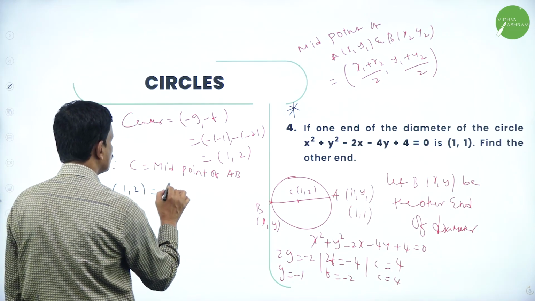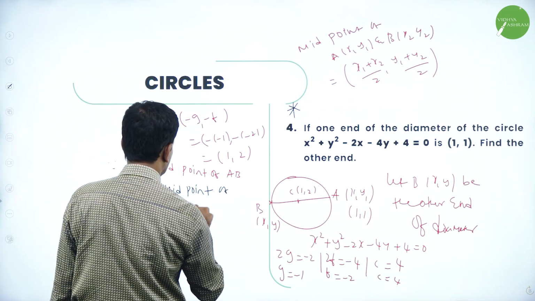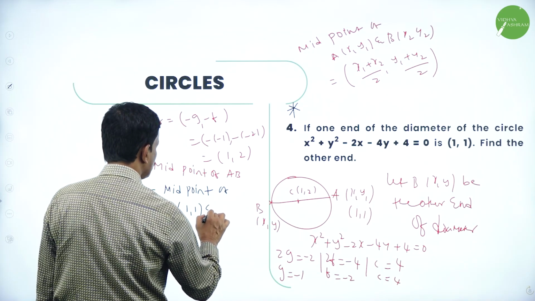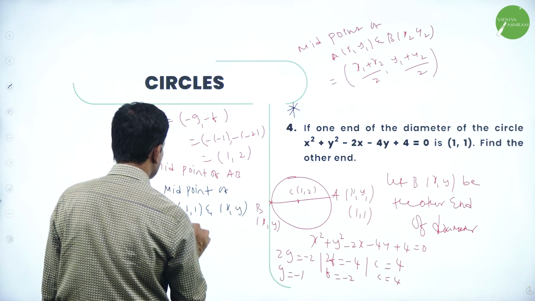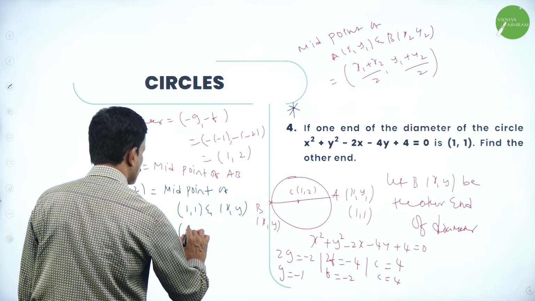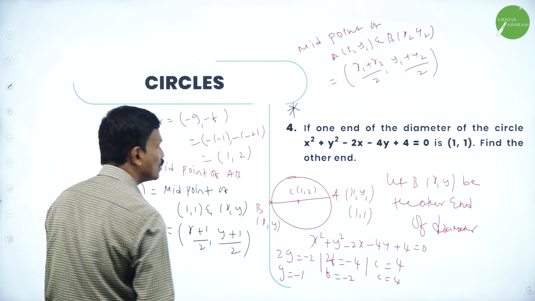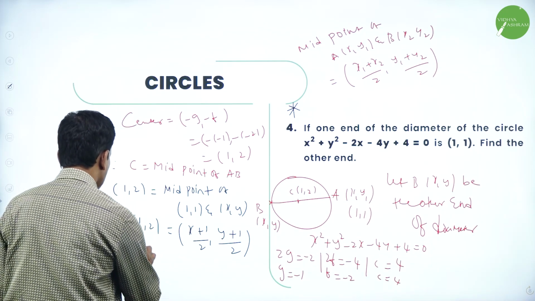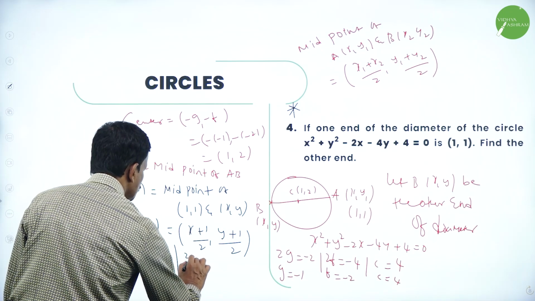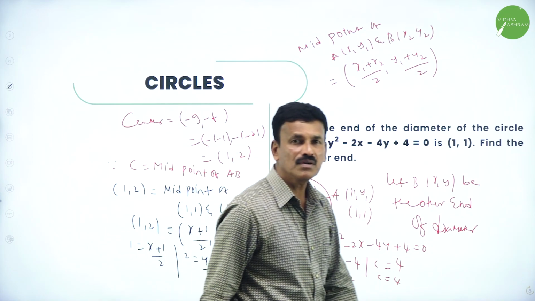(1, 2) is equal to the midpoint of A and B. What is A? A is (1, 1) and B is (x, y). So this is x1, y1, x2, y2. (1, 2) is equal to ((x plus 1) divided by 2, (y plus 1) divided by 2). Simplify this, so equate this: 1 is equal to (x plus 1) by 2 and 2 is equal to (y plus 1) divided by 2. Cross multiply and simplify, you'll get the answer.